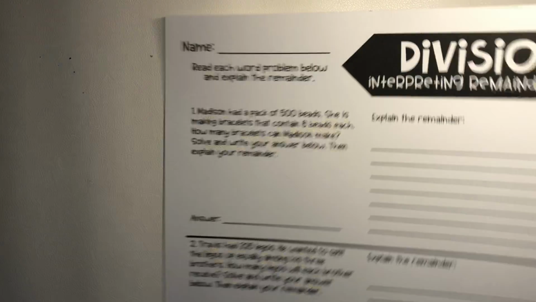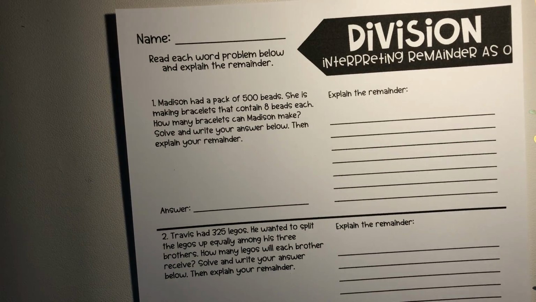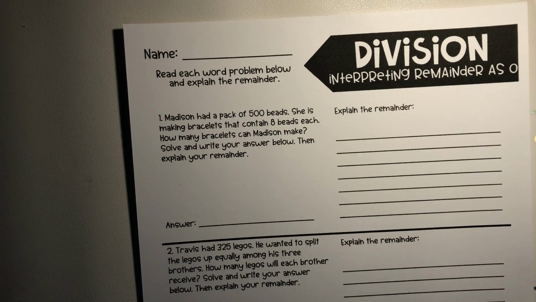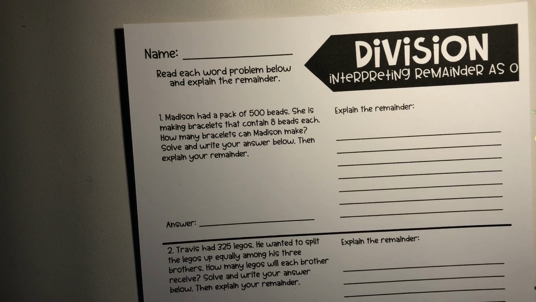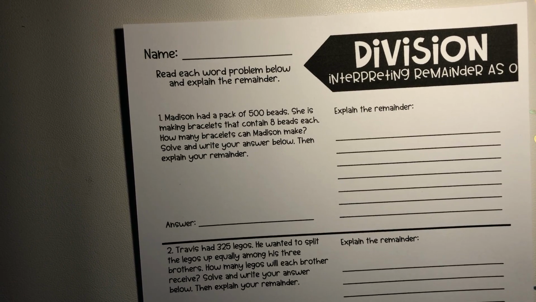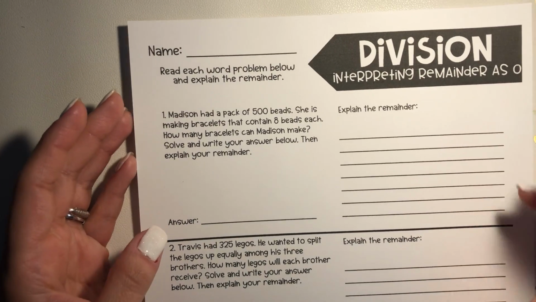So when we looked at interpreting remainders the first time, there are 2 ways you can interpret a remainder with division. You can either interpret it as a 0 and it goes away, or you can interpret it as a 1 and you add that 1 to your quotient. So the first way we're going to look at interpreting is with a 0.